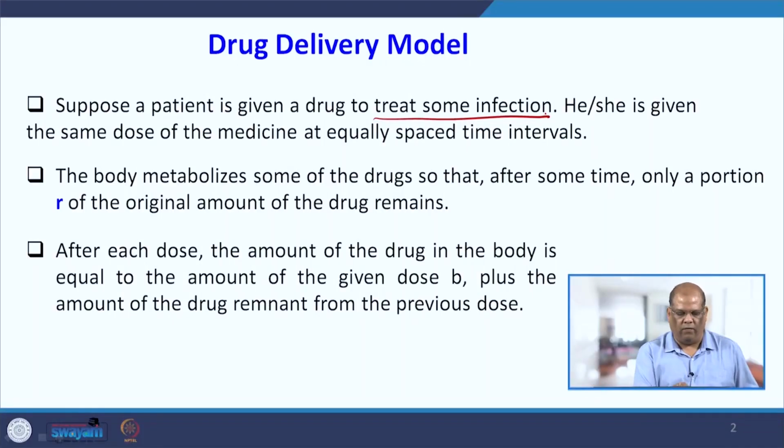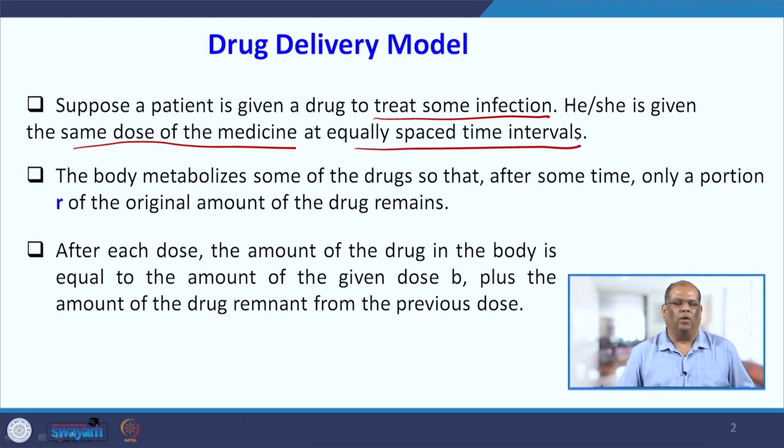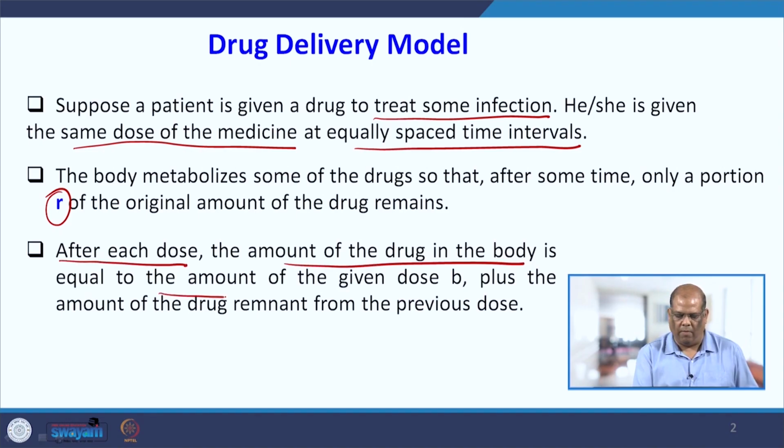Let us define the model. Suppose a patient is given a drug to treat some disease, some infection, and he or she is given the same dose of the medicine at some equally spaced time interval. As you know, when the drug gets into the body, not 100% of the drug works, only a part of it works, and let that portion be R of the original amount of drug that is injected in the body. Our third assumption is that after each dose, the amount of drug in the body is equal to the amount of the given dose plus the amount which remains from the previous drug.